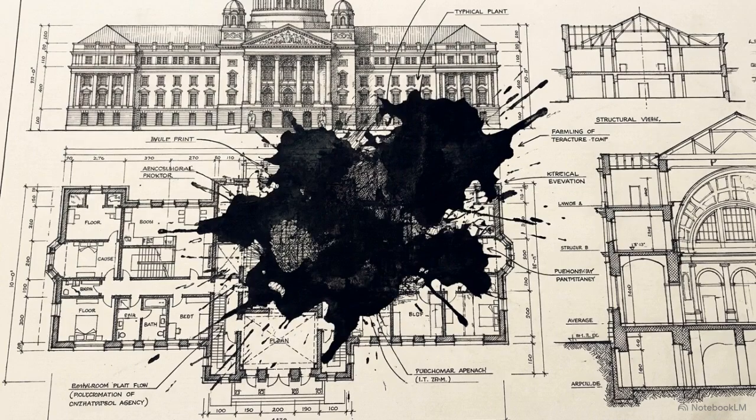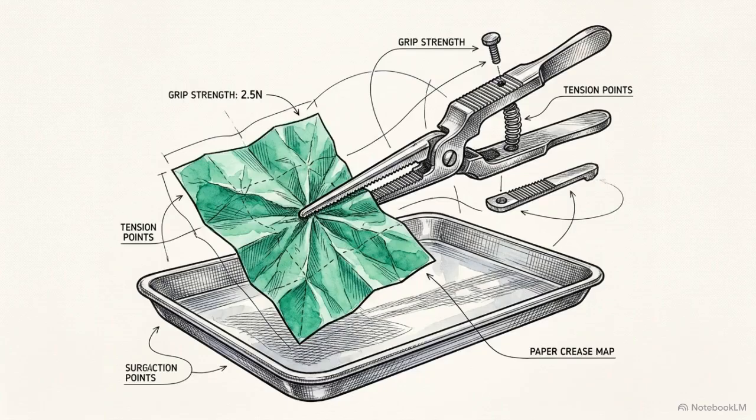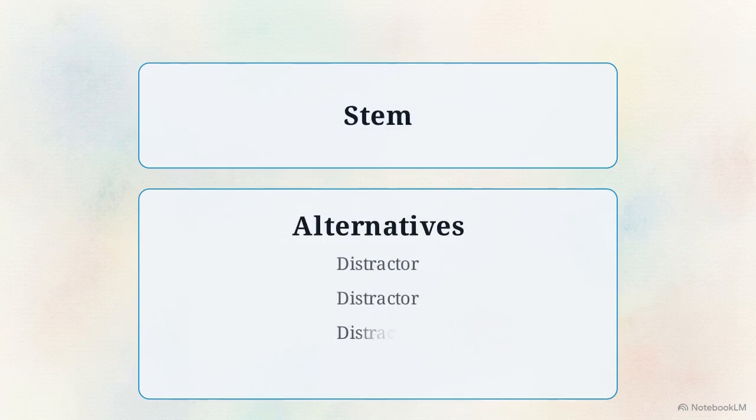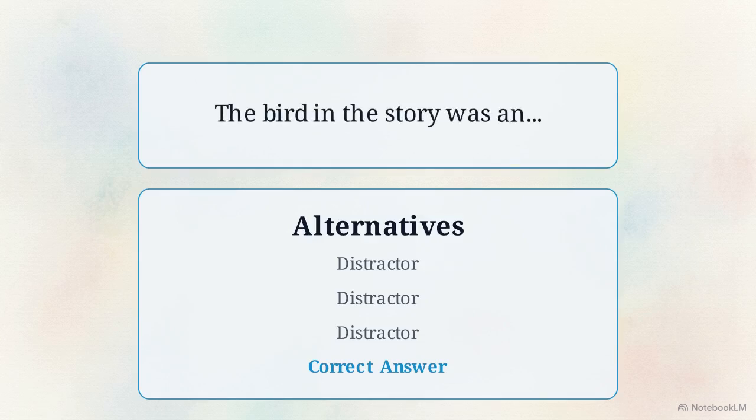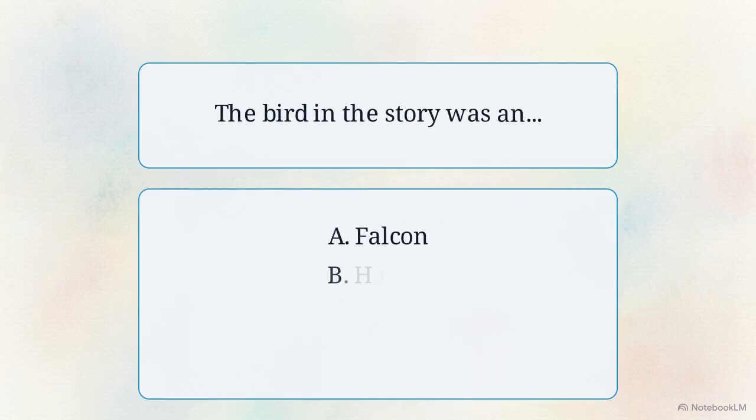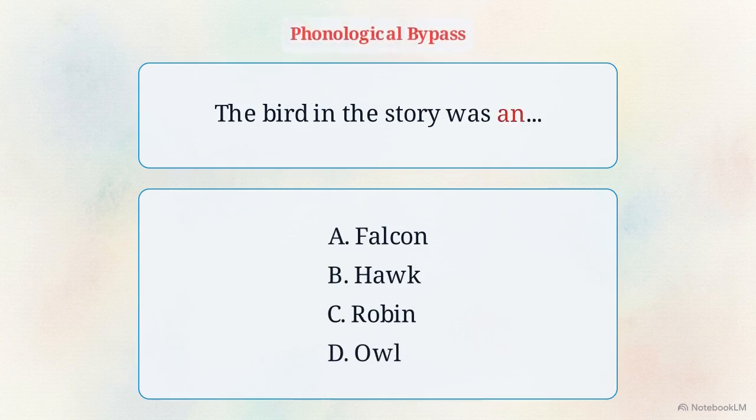To isolate these leaks, we must look closely at the architecture of the questions themselves, performing a microscopic autopsy on individual items to see where they fail. Every multiple-choice question has two anatomical parts: the stem, which presents the problem, and the alternatives, which include the correct answer and the incorrect distractors. Consider this specimen. "The bird in the story was an," followed by four options: falcon, hawk, robin, and owl.